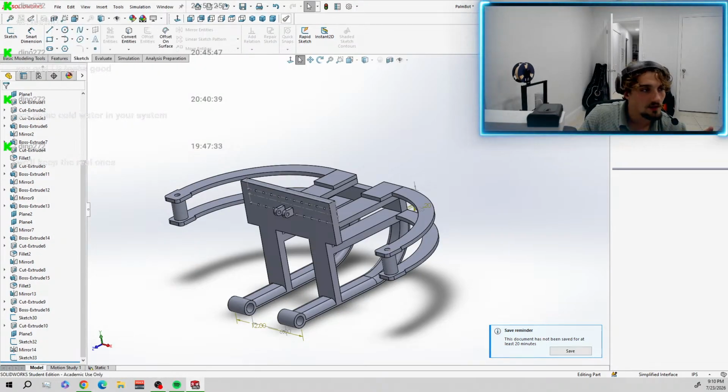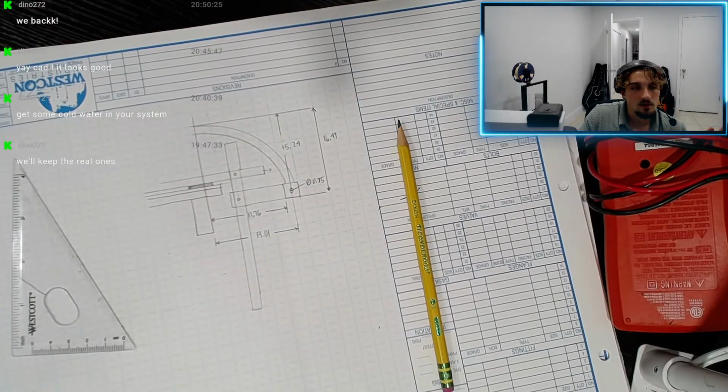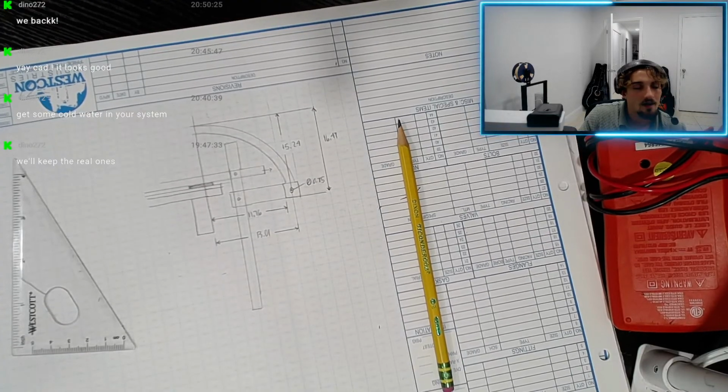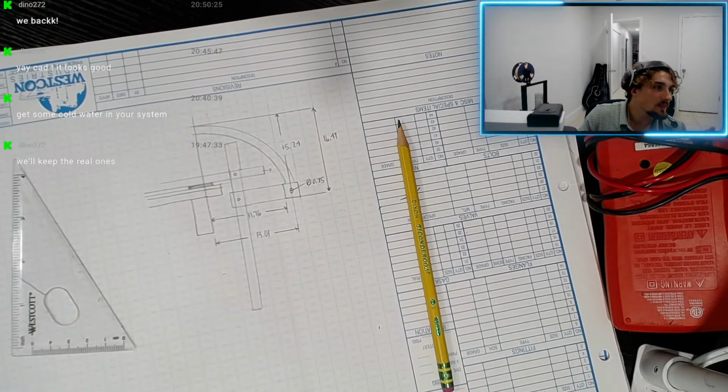How many people do I have in here? I got, what, 3? I got 3 people in here. Alright, fantastic. I love you guys. Alright, sure.